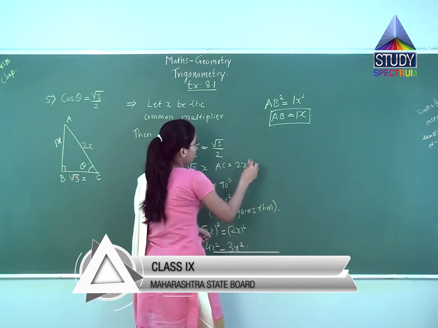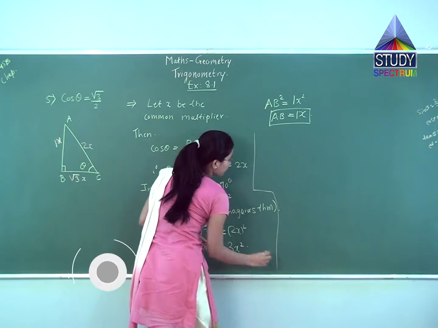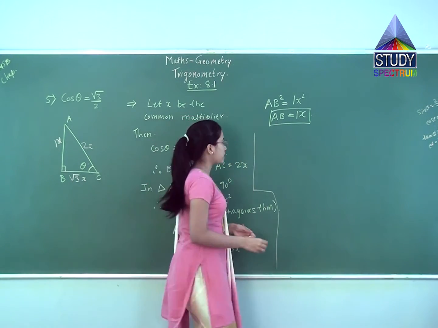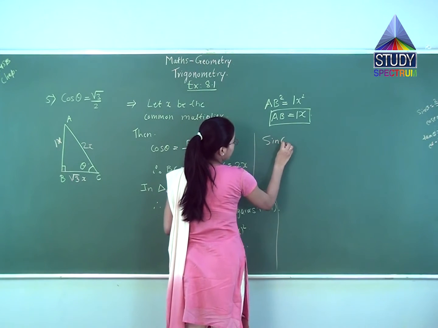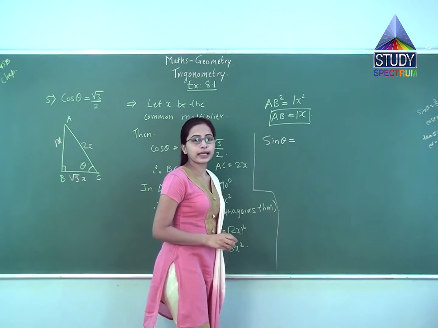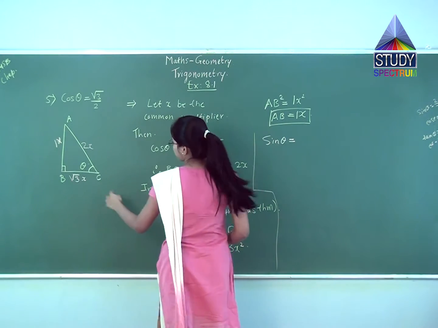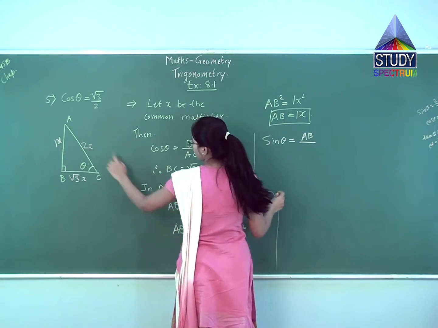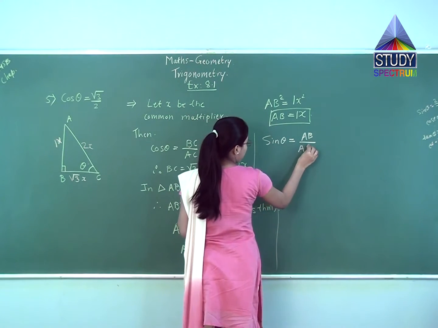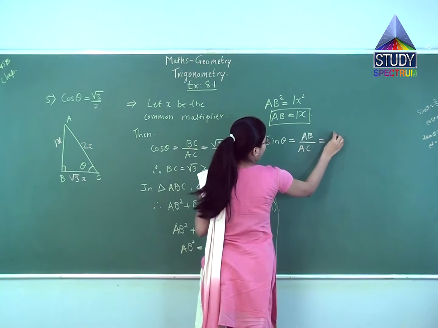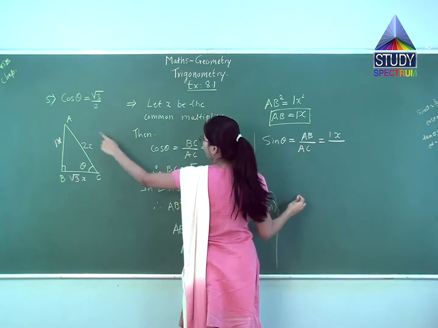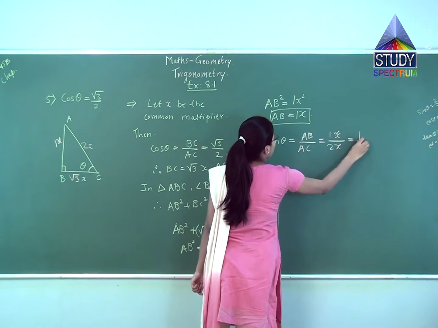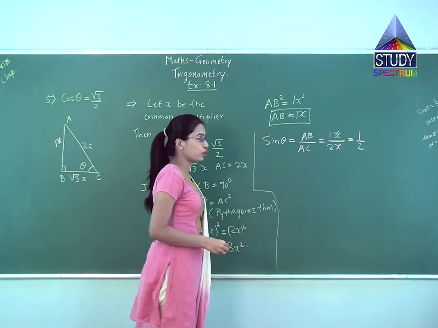So now we will find all the trigonometric ratios. Now one ratio, cos, is given, so let us start with sine. Sine theta, formula for sine, opposite side upon hypotenuse. Now opposite side is AB upon hypotenuse is AC. So AB is 1x upon AC is 2x. So x gets cancelled. We have the answer 1 upon 2.